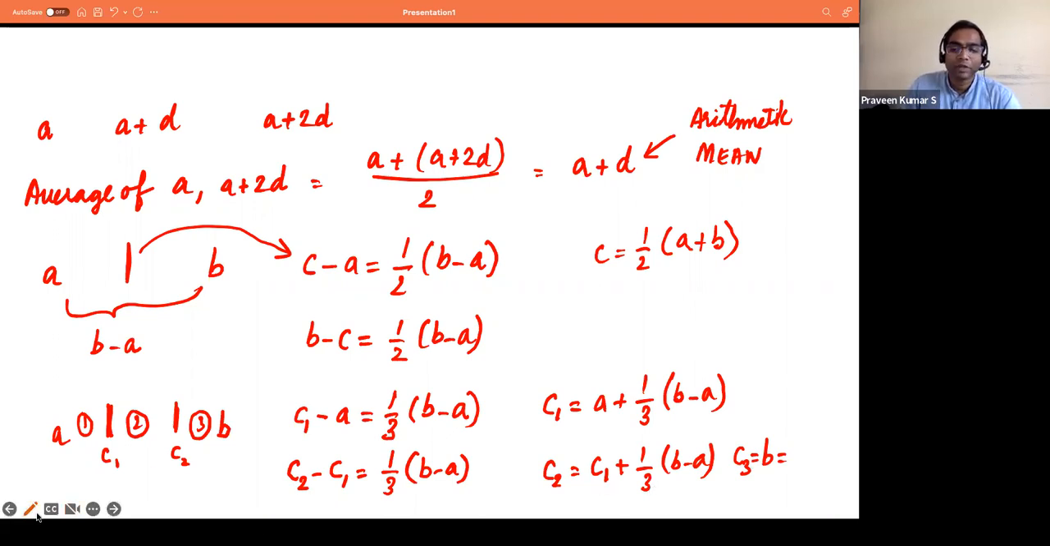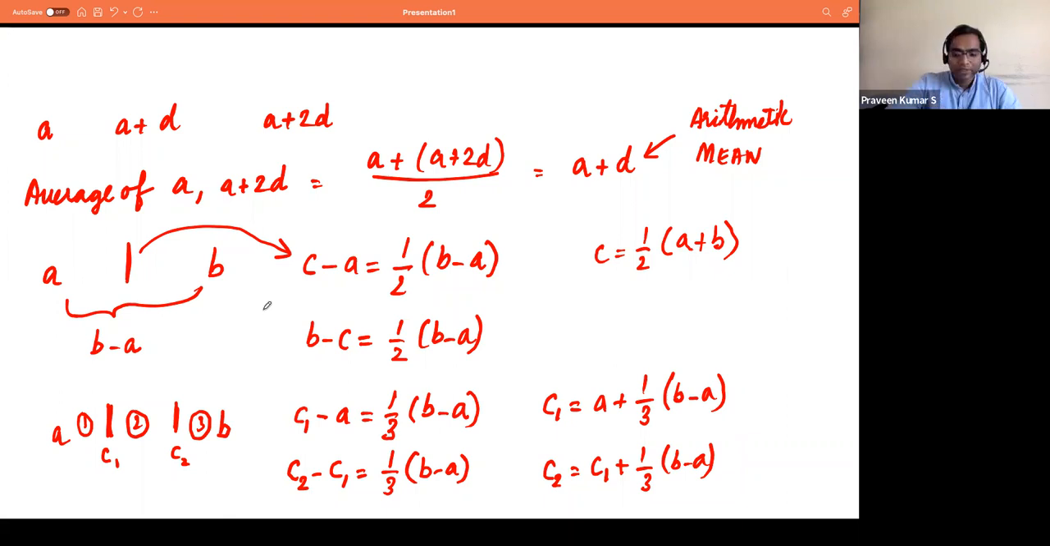Okay. So you can actually introduce any number of arithmetic means. If it is not mentioned, it means that you are just introducing one number. So that gap which is there, you are dividing it into two pieces by introducing one number in between. So many times questions are asked around this, around what is an arithmetic mean.